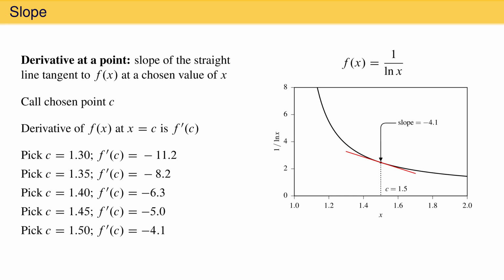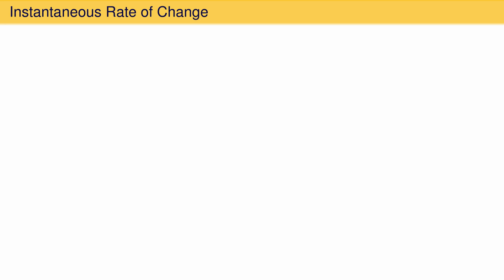Because a straight line tangent exists at every point in the interval from x equals 1 to 2, we say this function is differentiable in this interval. If a straight line tangent does not exist at a point in an interval, we say the function is not differentiable on that interval. We can approach the definition of the derivative in a more sophisticated fashion by thinking about the rate of change of a function.